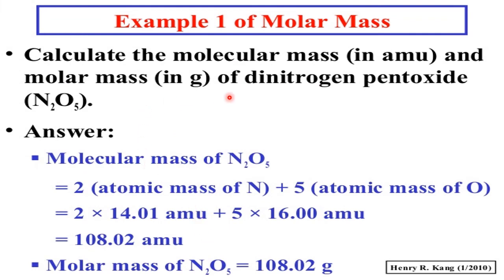Calculate the molecular mass in AMU, atomic mass unit, and the molar mass in gram of dinitrogen pentoxide. He has given the formula also, because some molecular formulas you know, but some you don't know. So for the one which is beyond the textbook, the formula will be given in the question itself. The formula of dinitrogen pentoxide is N2O5. That means there are two different kinds of atoms, one is N, one is O. Two nitrogen atoms and five oxygen atoms are there. So we have to multiply 2 into the atomic mass of nitrogen and 5 into the atomic mass of oxygen.